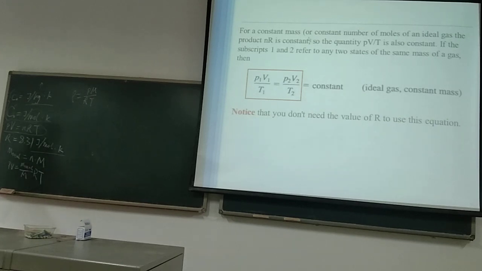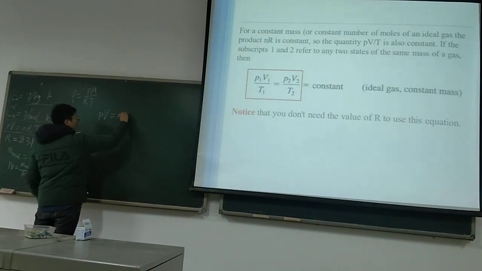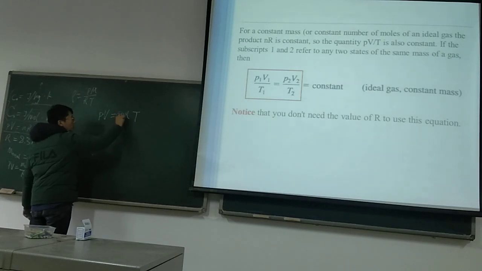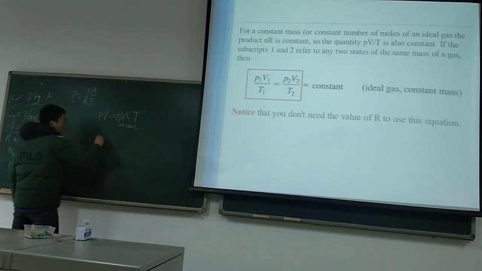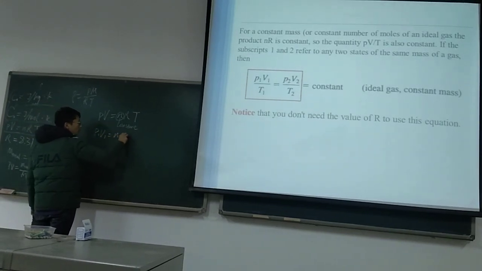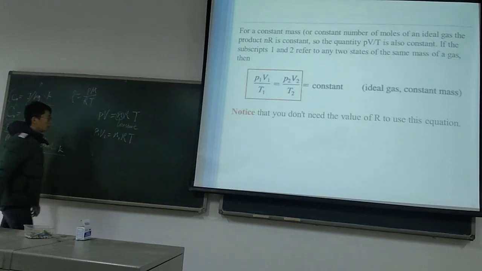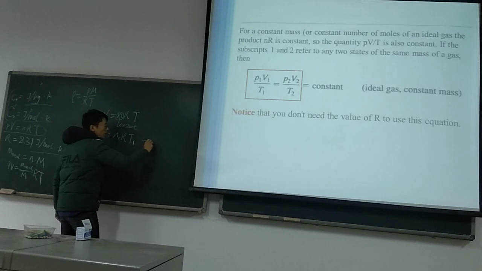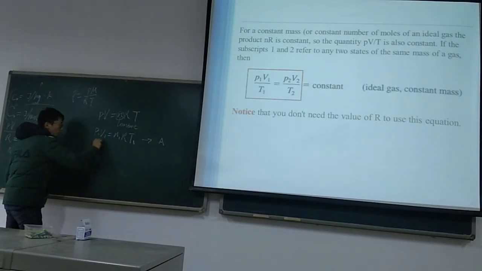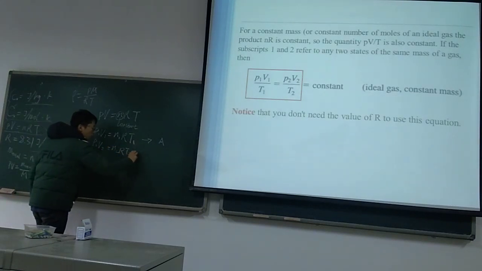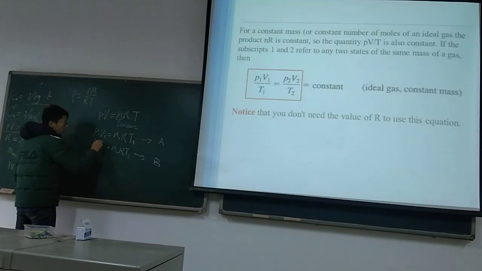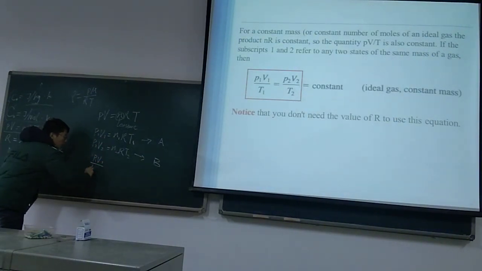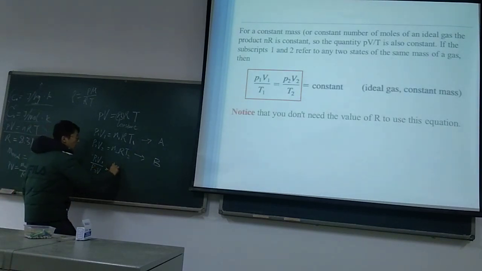For constant mass, which means the mass and the number of molecules are constant, we name P1, V1, and N1 and T1 for material A, and P2, V2, and N2 and T2 for B. When the number or the mass is constant, we do a derivation: P1 V1 equals N1 R T1, and P2 V2 equals N2 R T2.